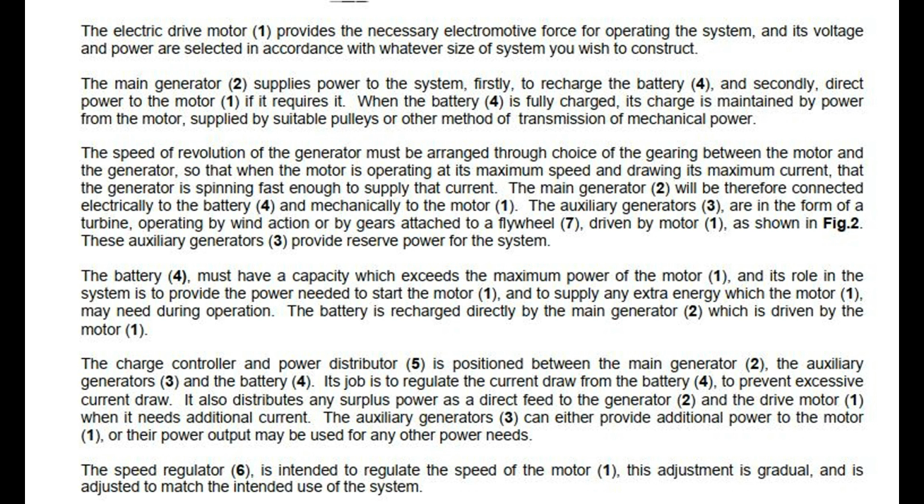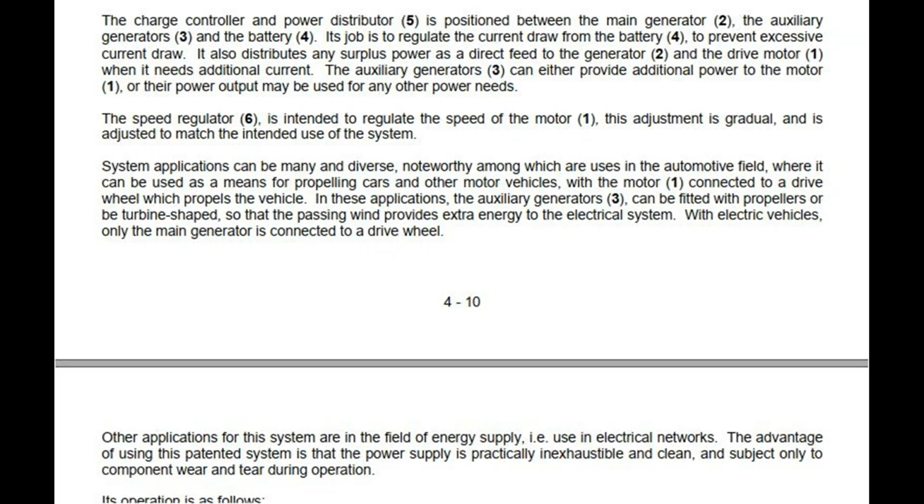The speed regulator, 6, is intended to regulate the speed of the motor, 1. This adjustment is gradual, and is adjusted to match the intended use of the system. System applications can be many and diverse, noteworthy among which are uses in the automotive field, where it can be used as a means for propelling cars and other motor vehicles, with the motor, 1, connected to a drive wheel which propels the vehicle. In these applications, the auxiliary generators, 3, can be fitted with propellers or be turbine-shaped, so that the passing wind provides extra energy to the electrical system.